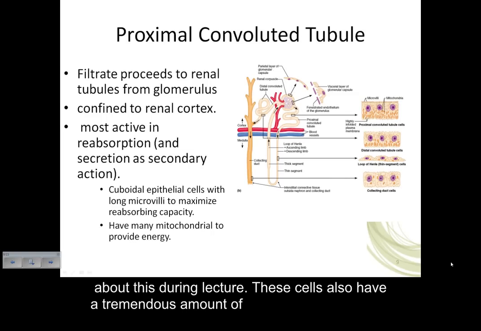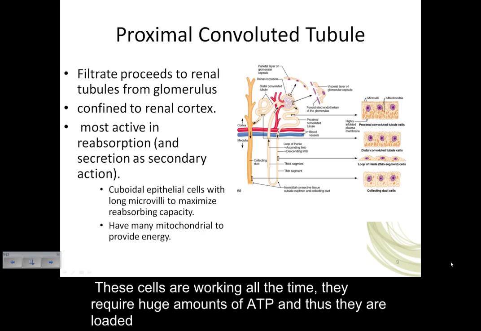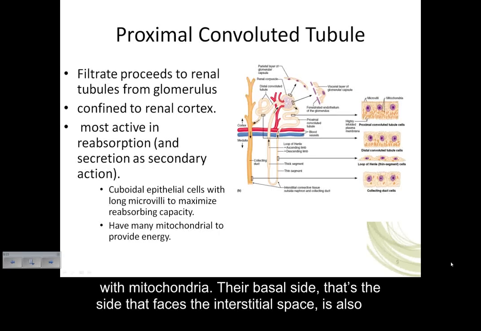These cells also have a tremendous amount of mitochondria found on their basolateral sides, the sides facing away from the lumen. These cells are working all the time. They require huge amounts of ATP, and thus they are loaded with mitochondria.